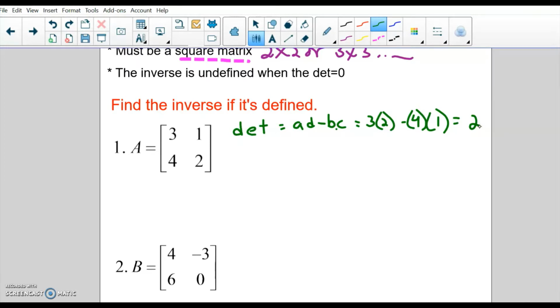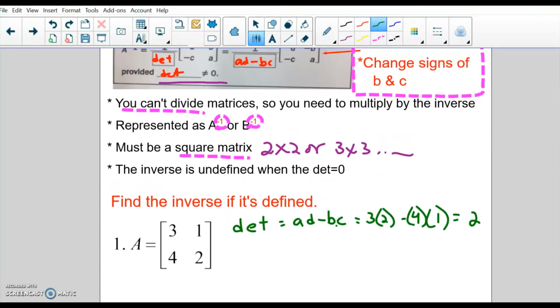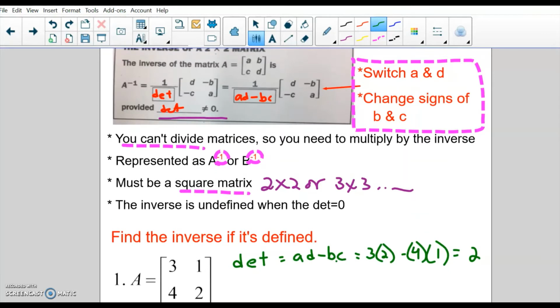Now, the inverse formula. Hopefully you wrote this down right here. This is probably the better one to use. 1 over the determinant. We're going to switch A and D, change the signs of B and C.